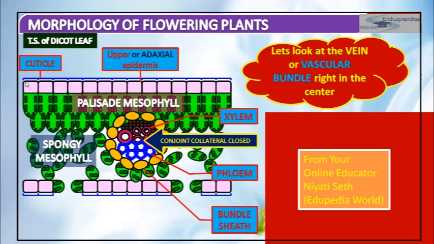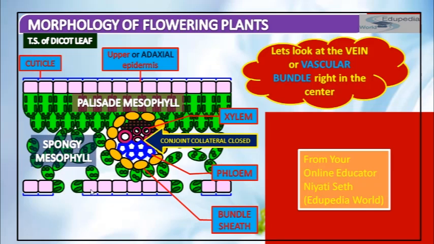Cuticle is seen on both sides of the epidermis. See, this blue line and this blue line represent cuticle. Cuticle prevents transpiration and protects the epidermis. Now comes the stomata part. Stomata are present only on the lower epidermis and not on the upper epidermis, and hence this condition is described as hypostomatic.